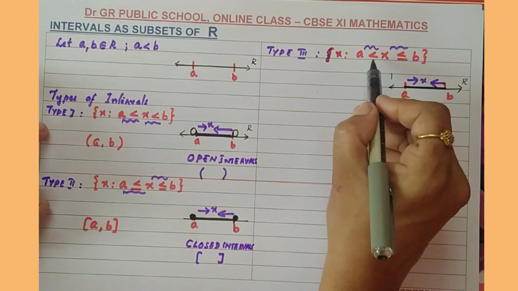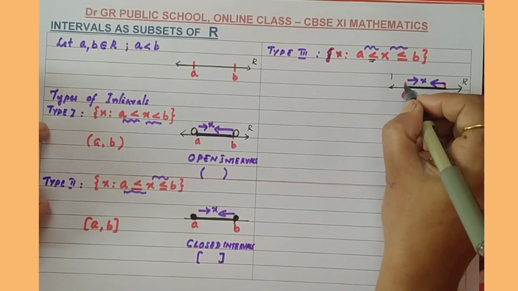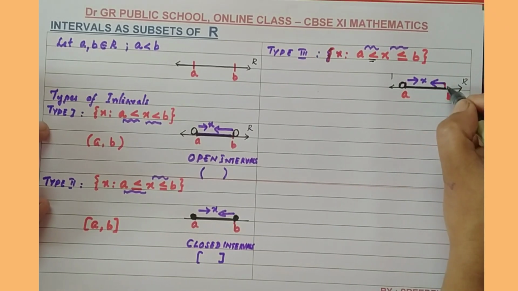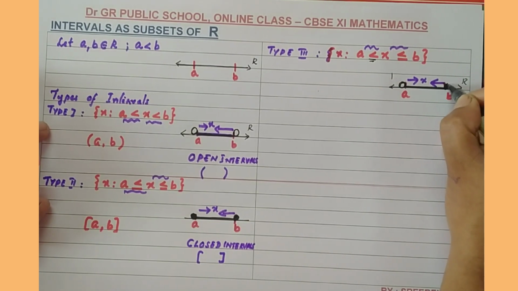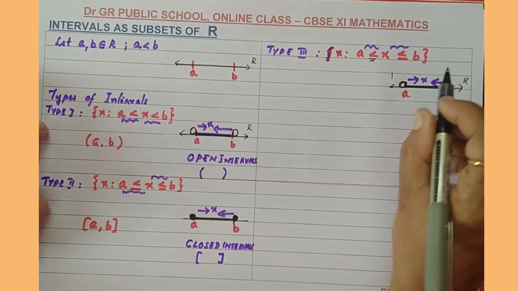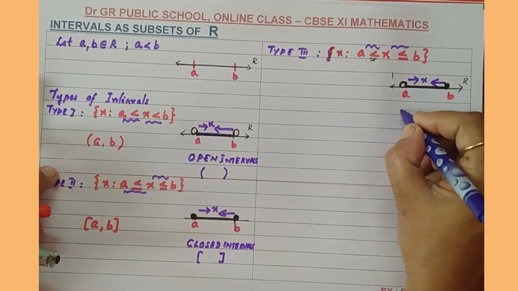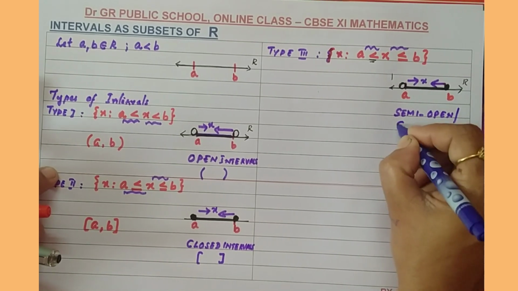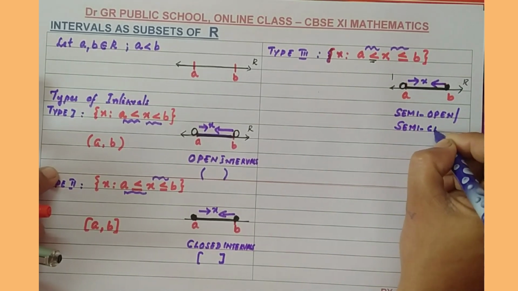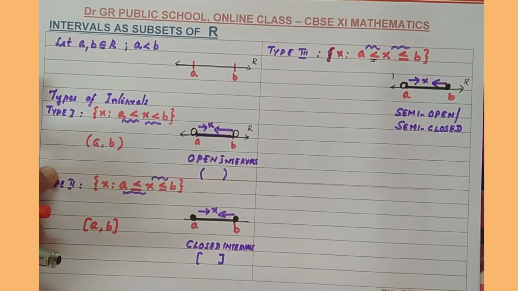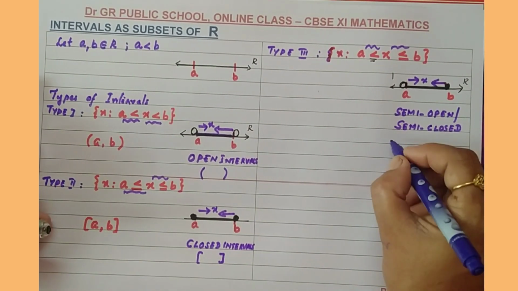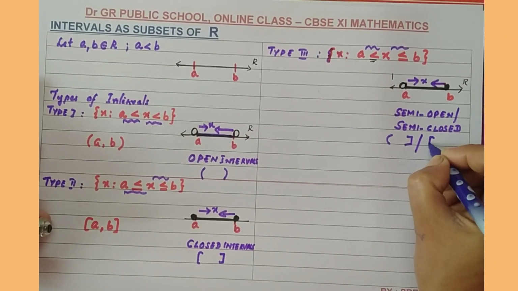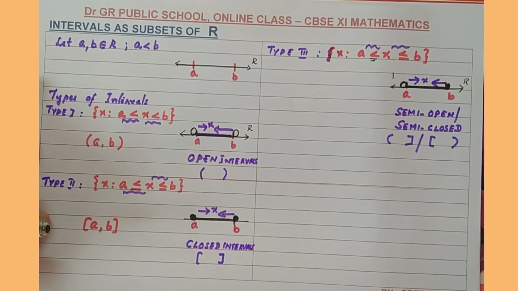But the condition is that here a less than symbol represents that the point A is not included, that we can mark with a hollow circle, but the point B is included, that we can mark with the darkened circle. So such intervals are called semi-open, or can be called semi-closed. Semi-open or semi-closed, both are the same. The usual representations are like this: either open on the left side and closed on the right side, or closed on the left side and open on the right side.